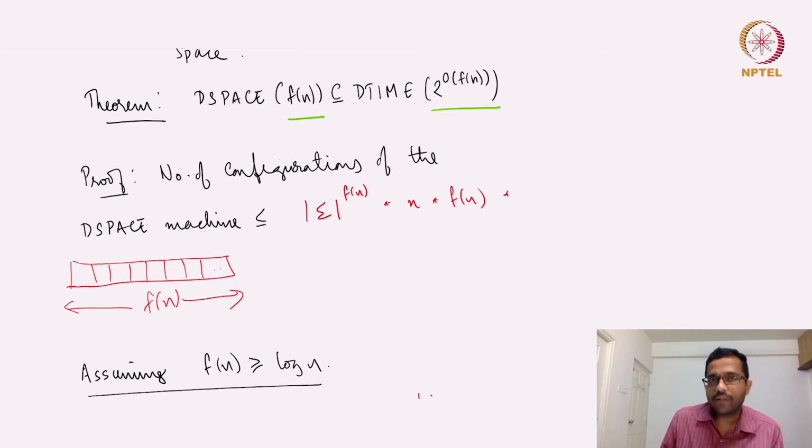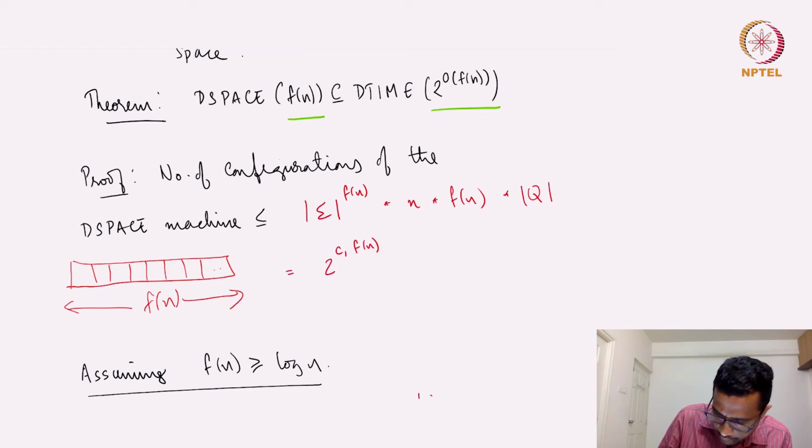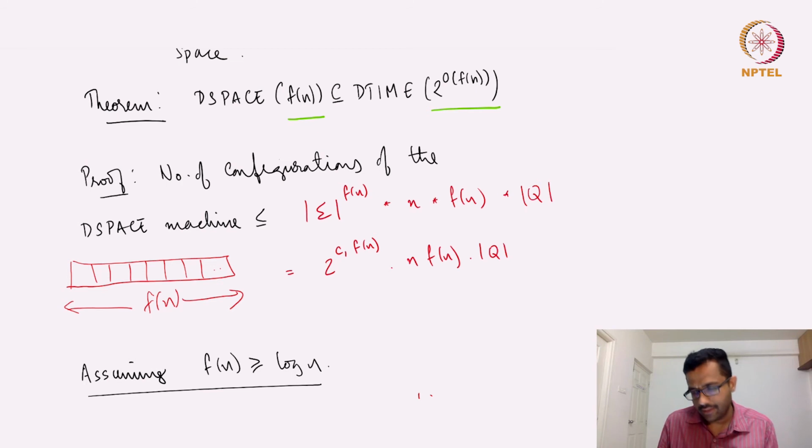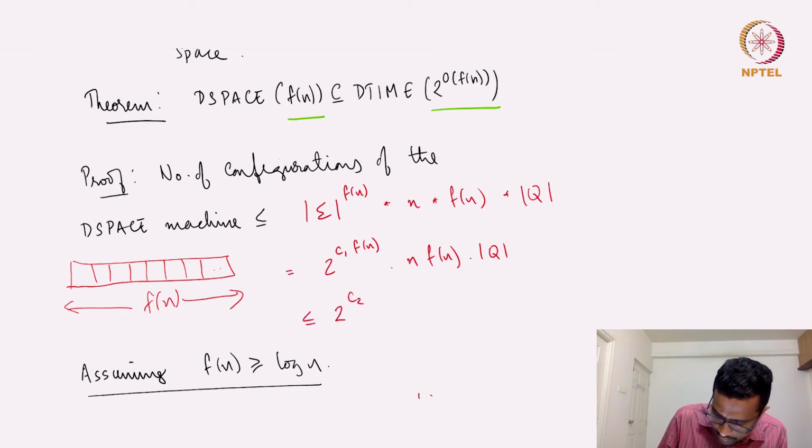Finally, the last part of the configuration is the state. Let's say Q is the set of states, so we have the size of Q. Now the sigma part I can write as 2^(c1 f(n)) for some constant c1, multiplied by n times f(n) times the size of Q. The size of Q is also a constant, the number of states is a constant. Now I can simply write this as less than or equal to 2^(c2 f(n)).